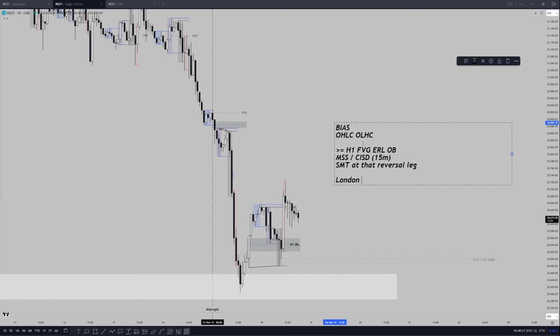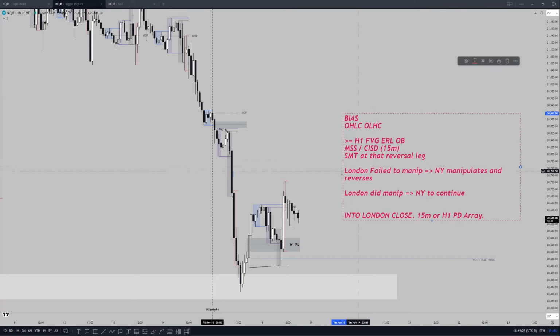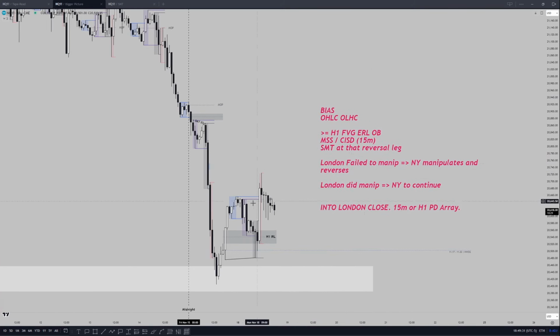And if London failed to manipulate, then we're going to look for New York to create manipulation. So New York manipulates and reverses. If London did manipulate, then we're going to look for New York to continue. Both of these into London close, right? And also into some sort of an M15 or H1 PDRA. Okay, so that's basically the full thing of looking for manipulation and how you can classify each one.